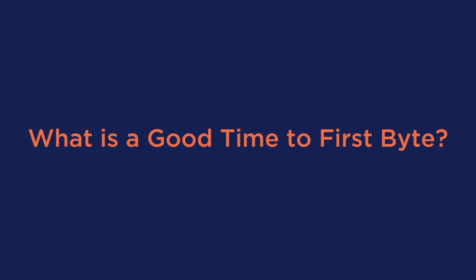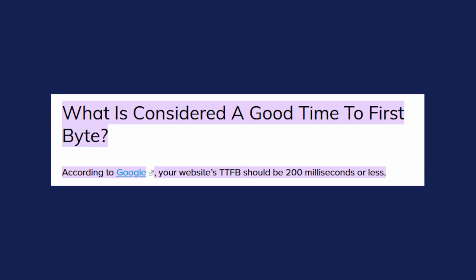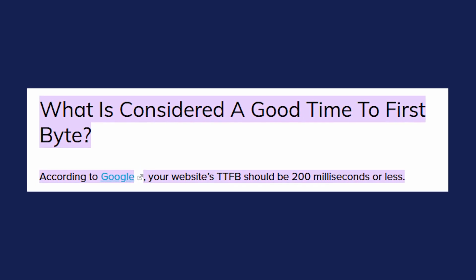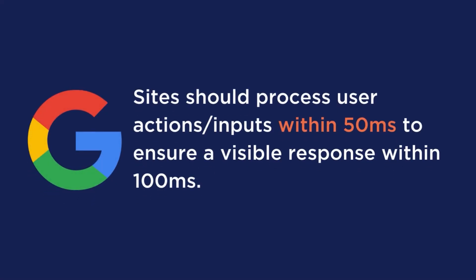Now, you may be wondering, well, what is a good time to first byte? And Google recommends a TTFB under 200 milliseconds. And it's important to note that the Lighthouse audit fails when the browser waits more than 600 milliseconds. Google also recommends that sites should process user actions and inputs within 50 milliseconds to ensure a visible response within 100 milliseconds. And for the actions that take longer than 50 milliseconds to complete, always provide feedback. An example: display a loading indicator or change the color for the active state.